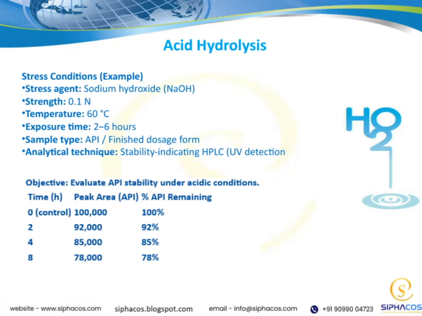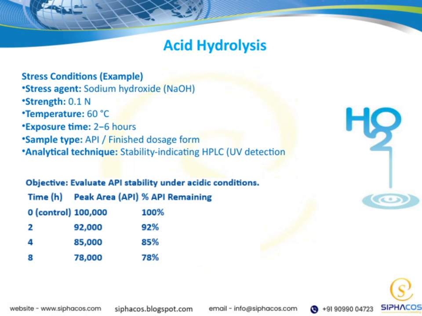Now, let's look at an example of a stress condition used in stability testing. Here, the stress agent is sodium hydroxide, or NaOH. We typically use a concentration of about 0.1 normal, which is sufficient to induce hydrolysis without completely degrading the sample. The temperature applied is around 60 degrees Celsius, which accelerates the hydrolysis process. The exposure time ranges from 2 to 6 hours, depending on the specific stability requirements.